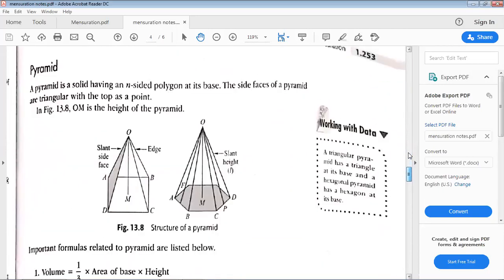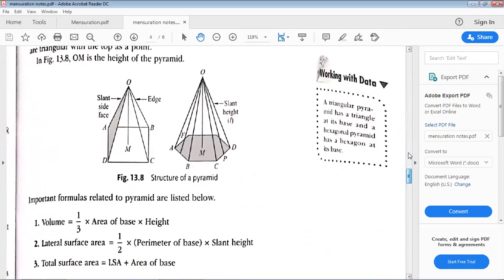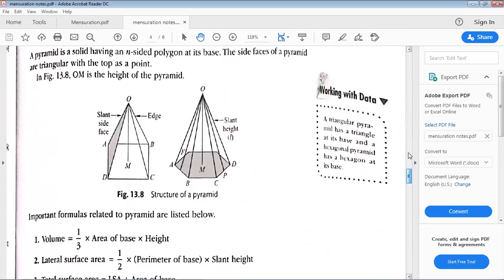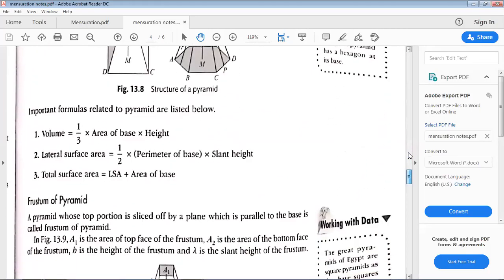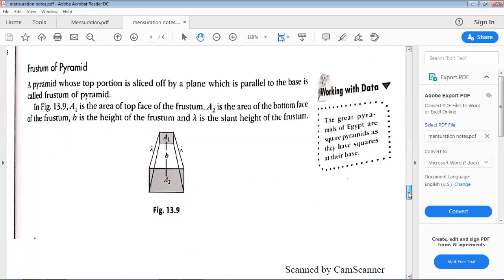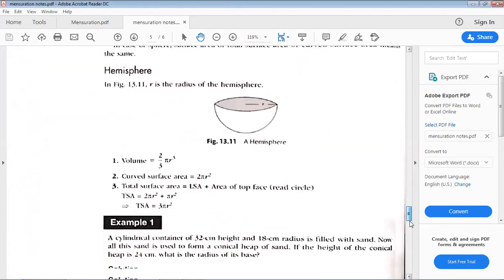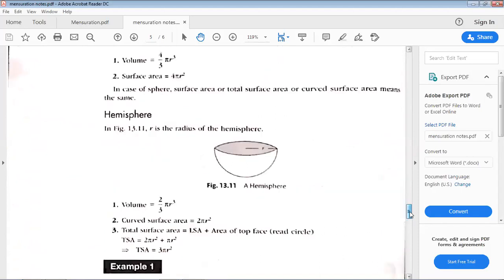And pyramid. I haven't seen any questions regarding pyramid in any of the previous year questions of ITMAT, and neither anywhere else. You can just view this formula and keep it in mind in case they give you a question this year. And the frustum of a pyramid is not that much of a useful thing. This hemisphere is important. Most of the questions contain hemisphere, so you should remember the formulas. So now I will move forward with the questions.